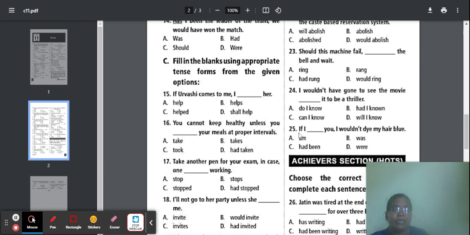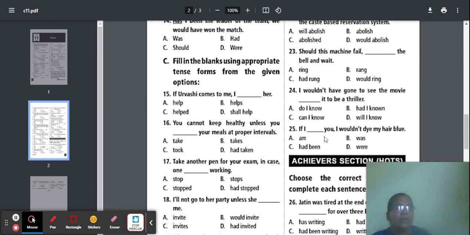Next, question number 25. If I dash you, I would not dye my hair blue. So the answer will be would. So here check, this is also one condition. Here would has come, so we have to choose past tense only. So I is the first person singular. In past tense, we should use the helping verb were or was. Okay, how can we select were? Because it is not a continuous thing. So we should use were only. If I were you, I would not dye my hair blue.